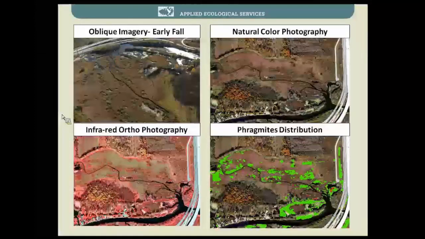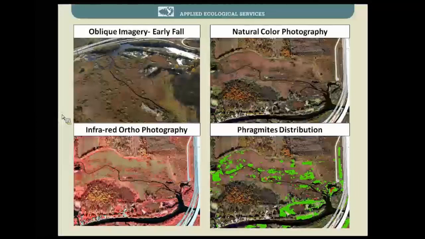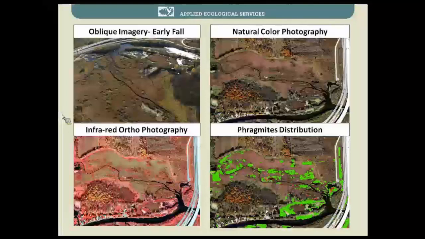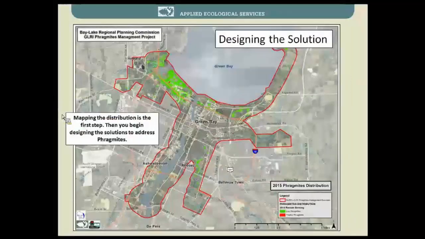Not discounting the value of nadir images, especially for doing measurements of the size of the colony or the exact locations of the colony. You can see the infrared ortho photography in the lower left, and the same analysis of that same imagery showing Phragmites in the lower right, and then a natural color image in the upper right. So the timing, multi-temporal, and then the nature of the radiation of the spectral bands that are used becomes critical.